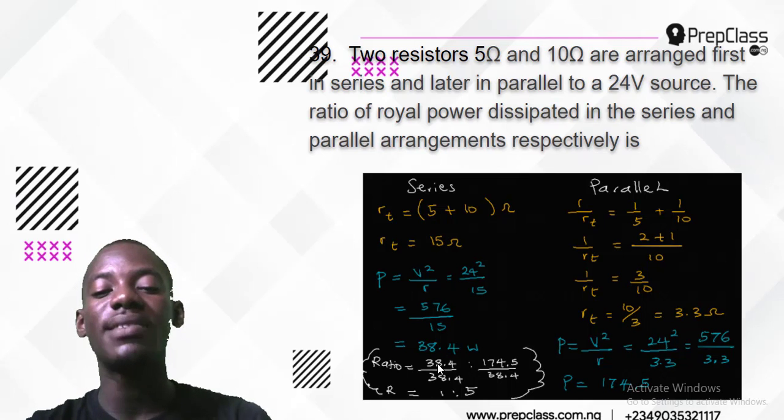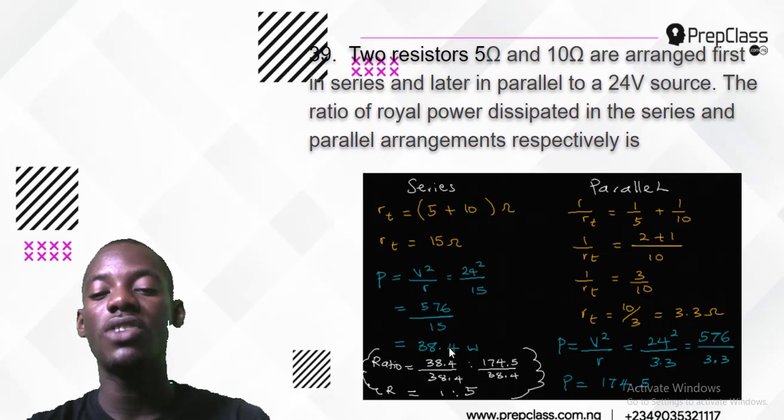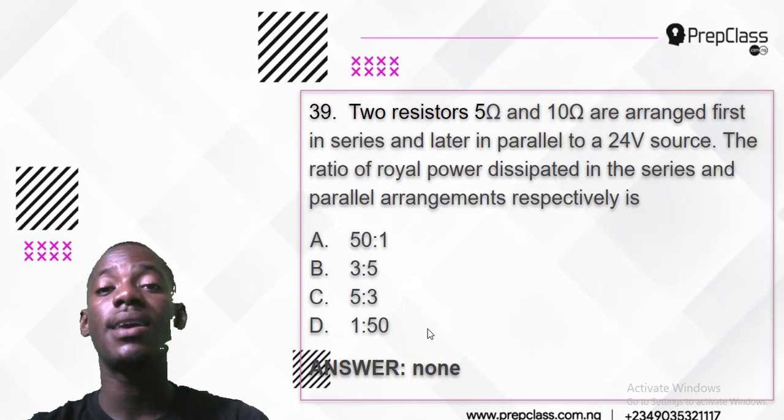Now, the ratio of the powers will become 38.4 is to 174.5. Now, divided by the smaller one, that becomes 38.4 and 38.4. I'm dividing by the smaller ratio, okay? And that will give me 1 is to 5, and that is my answer. The answer should be 1 is to 5, not 1 is to 50, so there is no answer in the question.